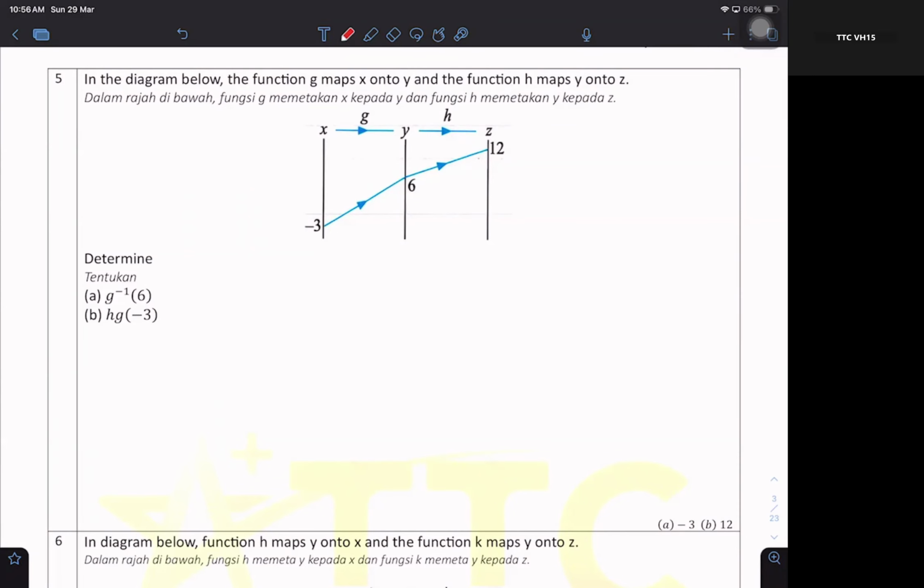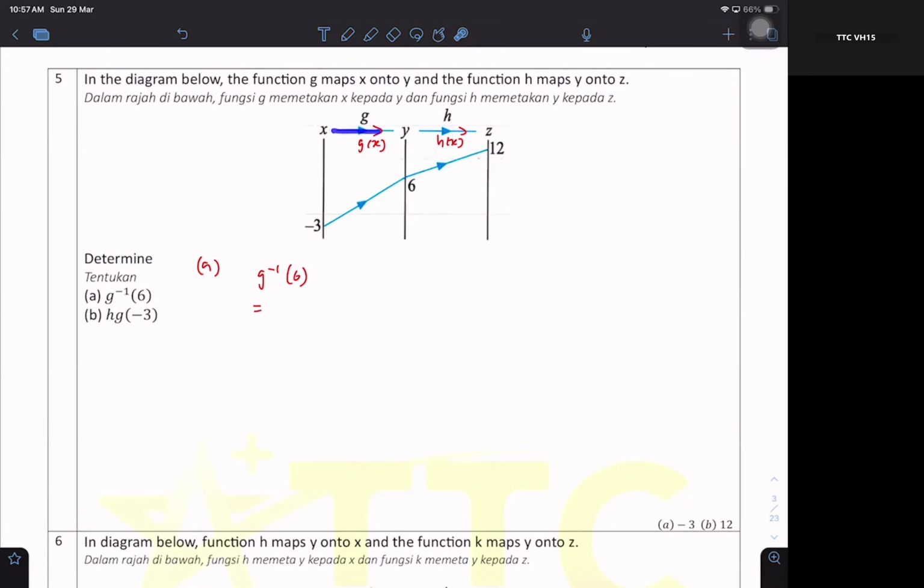Meaning what? Meaning this is g(x). This is h(x). Notice the arrow, notice the arrow, like question number one. Question A. g inverse 6. g inverse 6. Now, think like this.